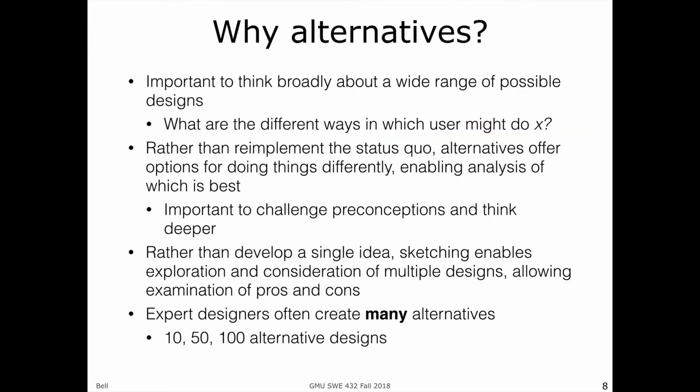So why do we want to consider different alternatives? It's really important to think about broadly all of the possible different designs that we might want to implement. So what are the different ways in which a user might do X? What are the different ways in which a user might look at files? Well, they might look at files and have them listed alphabetically. All right, we've got a list option. They might have files and have them structured hierarchically. Like you have folders and folders and folders, and that structure is important to us.